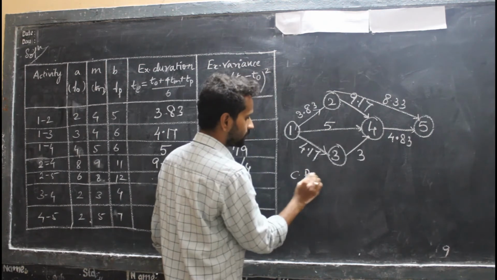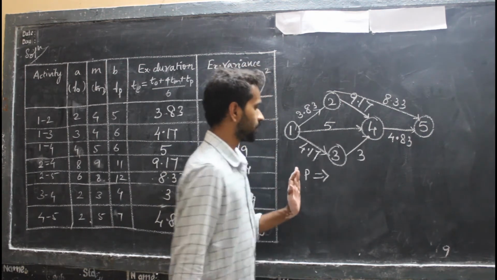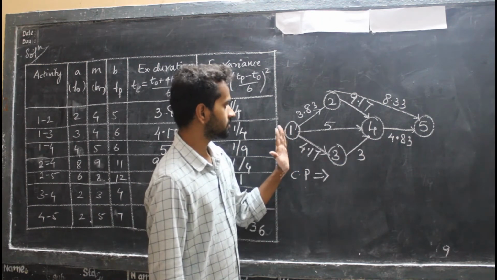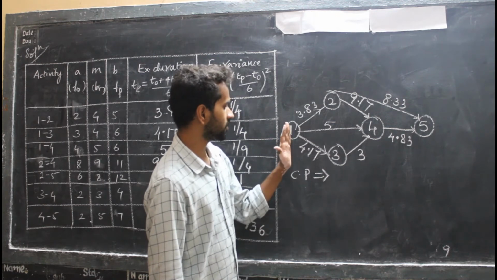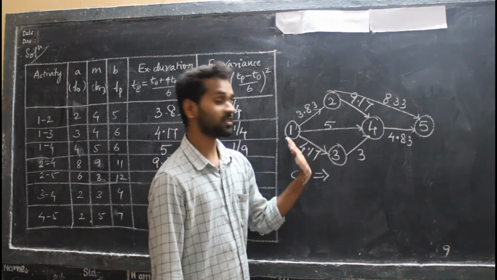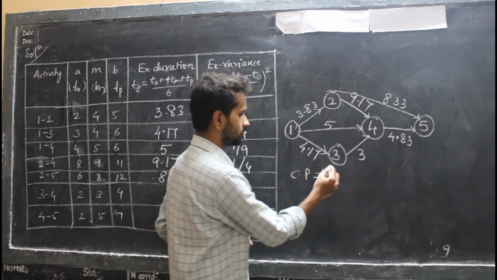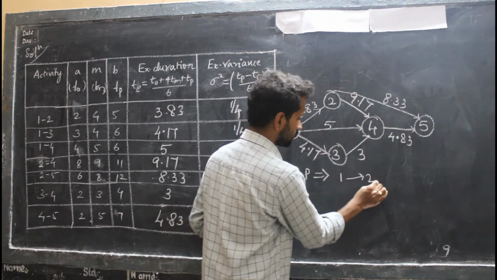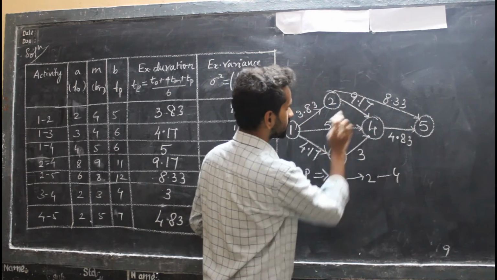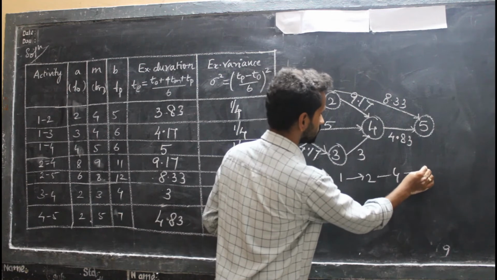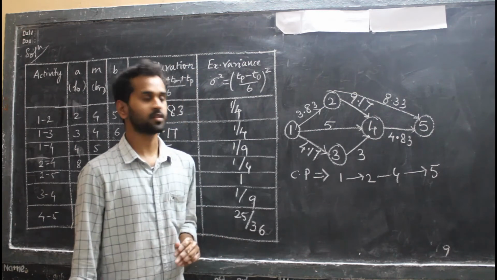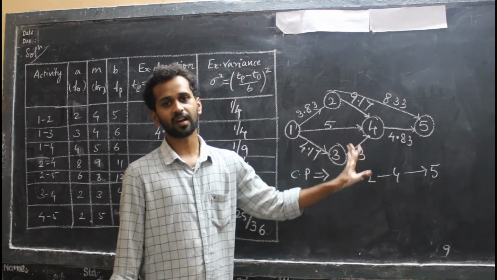What is the critical path? Again I am saying, the critical path is the path from event 1 to event 5 with the longest duration. So now 1 to 2, 3.83. Now I will start again and come to 2 to 4, 9.17, and I will go to 4 to 5. Is it clear? So this is my critical path here. This path only gives me the longest duration.